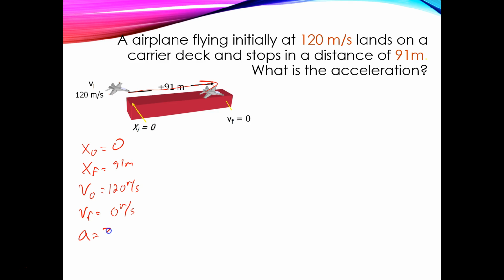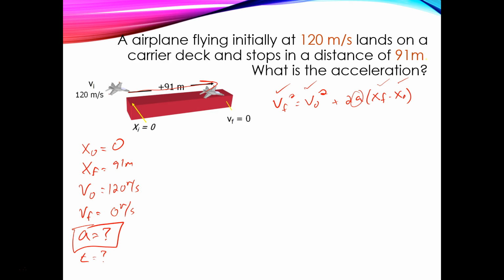We don't know what our acceleration is because that's what we're trying to solve for, and we don't know what our time is. Whenever we don't know our time, we only have one equation to use if we're not trying to solve for time, and that's the third equation: our final velocity squared equals our initial velocity squared plus 2 times the acceleration times our change in position. We know our final and initial velocity and our final and initial position, and all we have to do is solve this for acceleration.